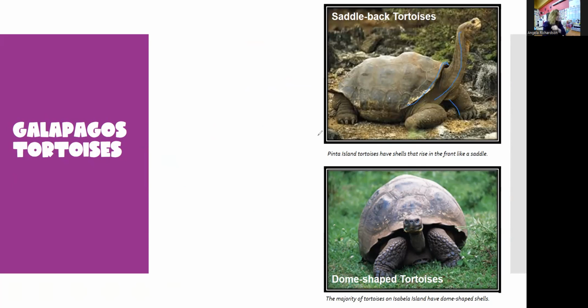So they're going to be on an island where a lot of their vegetation is going to be higher up. So we've got vegetation up here, and this is our turtle right here. They can stand on their legs and they can reach the vegetation. Now the dome-shaped tortoise of Isabella Island has his shell right here, and it doesn't go up above his neck. So he can't reach his neck up very high.